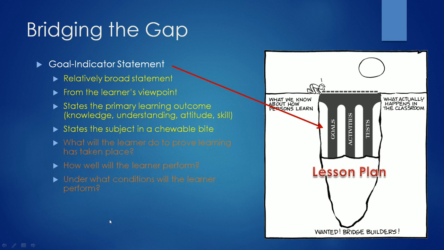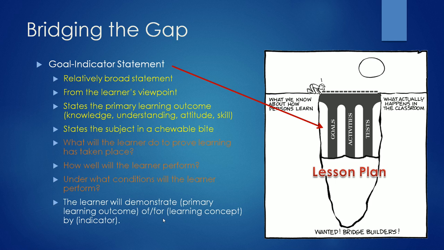Well, and we also gave you a pattern here. That was: the learner will demonstrate the primary learning outcome or learning concept by indicator, and you had created those based on that template. Okay, so that's a little bit of review. Now we're going to talk about the structure of goals, activities, and tests, and how we're going to put those into a lesson plan structure.